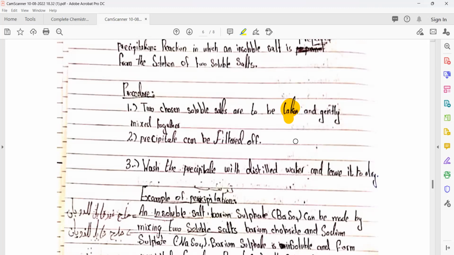Okay, taken and... it's T. You can read on this T. I can't. This is not my answer. Okay, taken and gently mixed together.